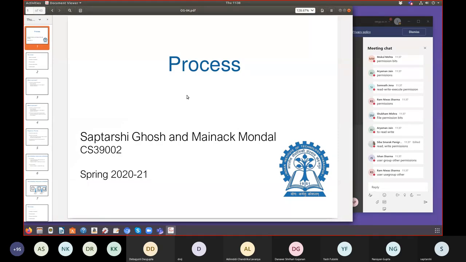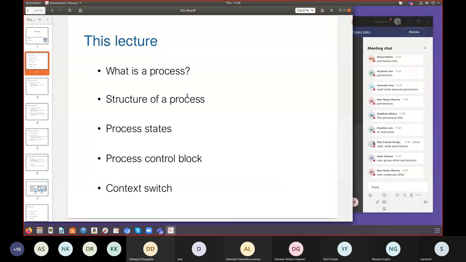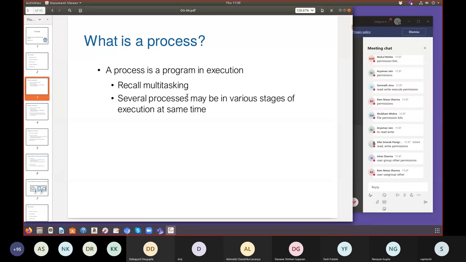From now on, as I said, we will specifically use this term process. So this lecture will tell you what a process is, how it is stored in the system, and so on. So what is a process? A process is a program in execution. Understand clearly that we are differentiating between these two terms, process and program. I'll come to it. So a process is a program in execution.